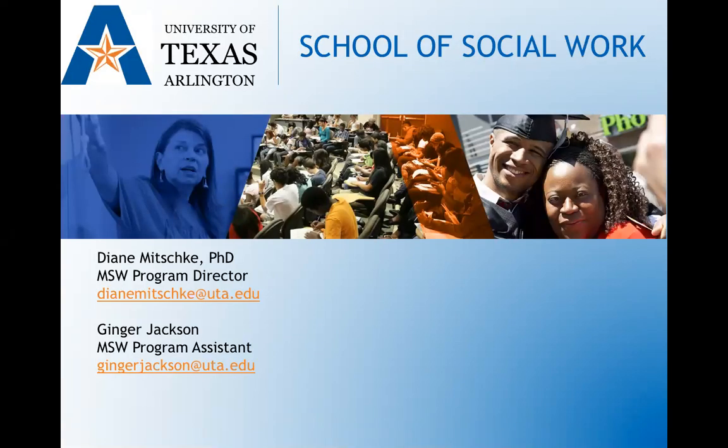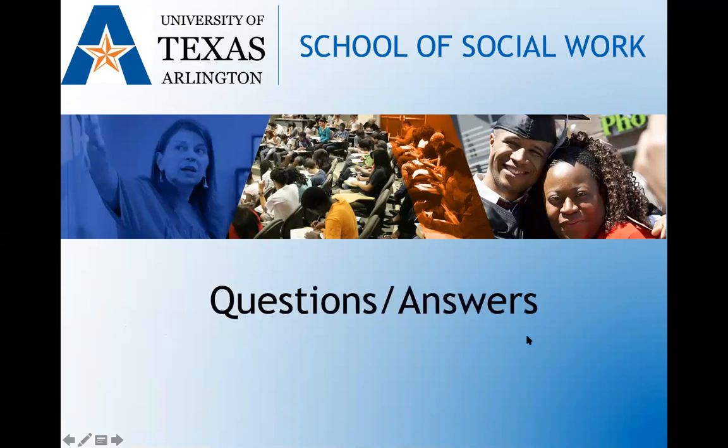Finally, this is my contact information. You've all heard from me extensively here in this orientation. You'll be receiving additional emails from me. You've also been in communication with the MSW program assistant. Her name is Ginger Jackson. She's the one that sent you your information about the welcome letter, as well as information about participating in this cohort.